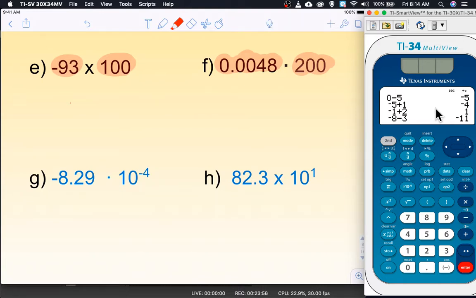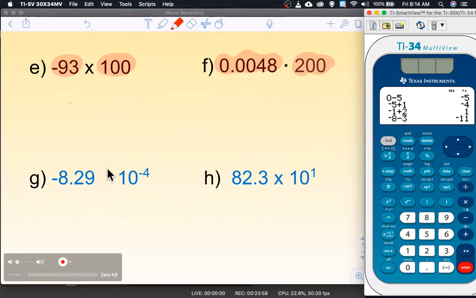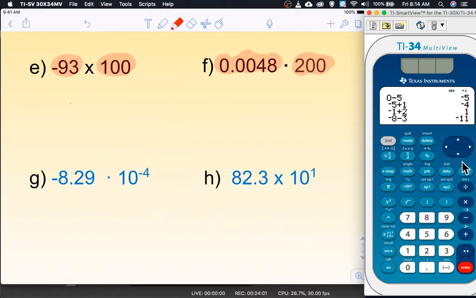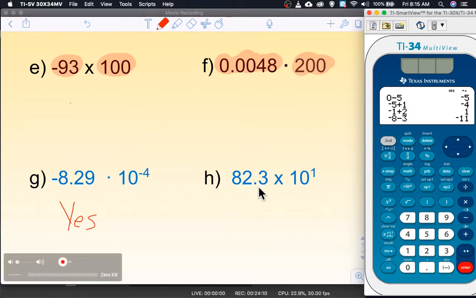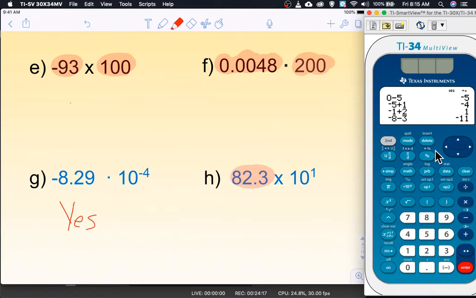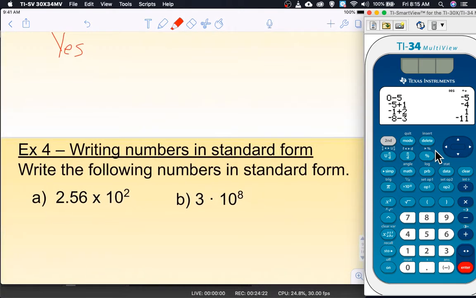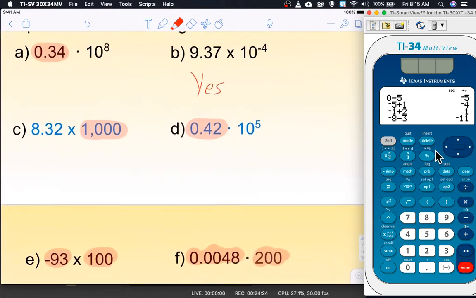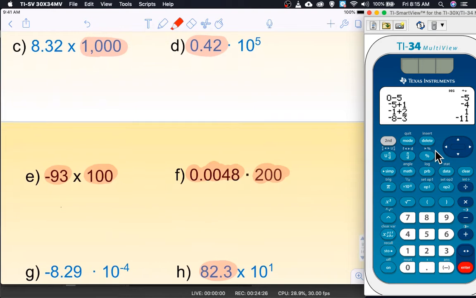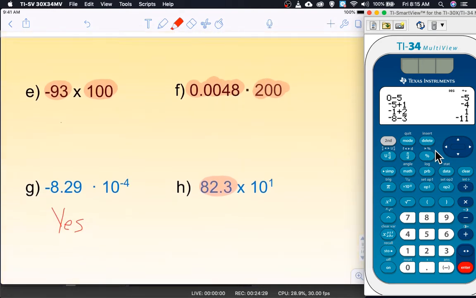All right, letter G. Let's see. The decimal piece looks good. The power of 10 looks good. That one is scientific notation. Letter H. Decimal piece is no good. Can't have that. My power of 10 is fine, though. Okay, so now we should hopefully be able to, if we see a number, recognize if it is or is not scientific notation. That was the goal of these problems here.